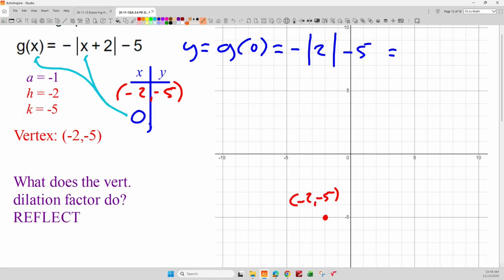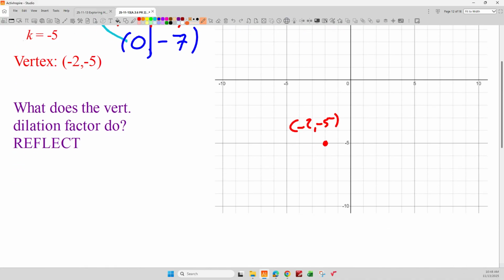What's the absolute value of 2? 2. Now, if we pick a value to the right of the vertex, I'm always going to get a positive number inside the absolute value bars, and so we can really almost just ignore them. Right? This just is equal to -2 minus 5, which is what? -7. How about that? So we get 0, -7 for our second point.